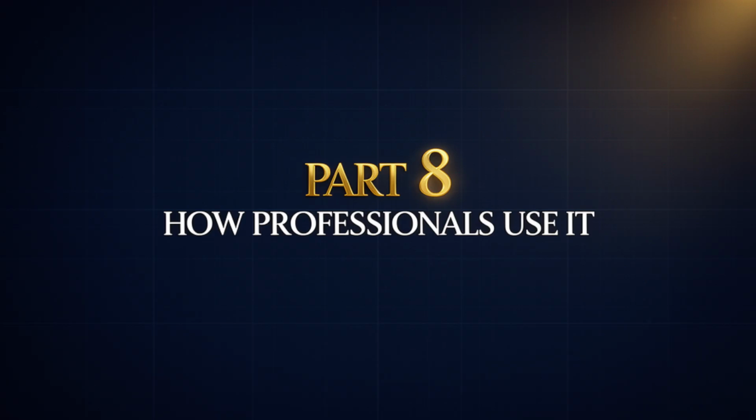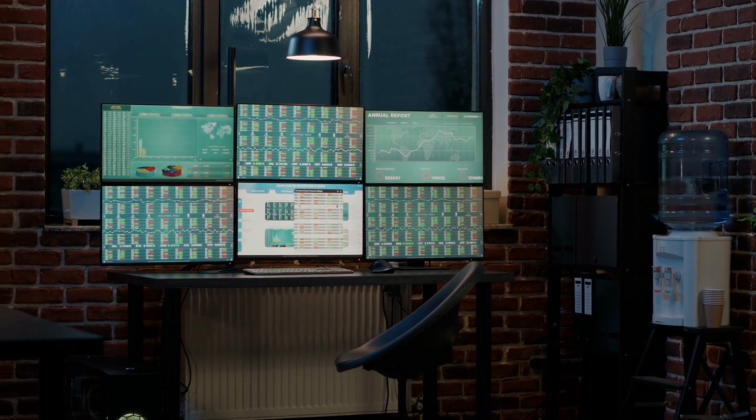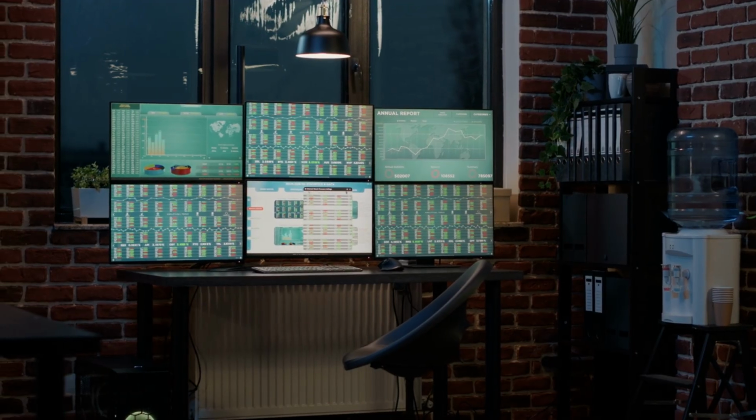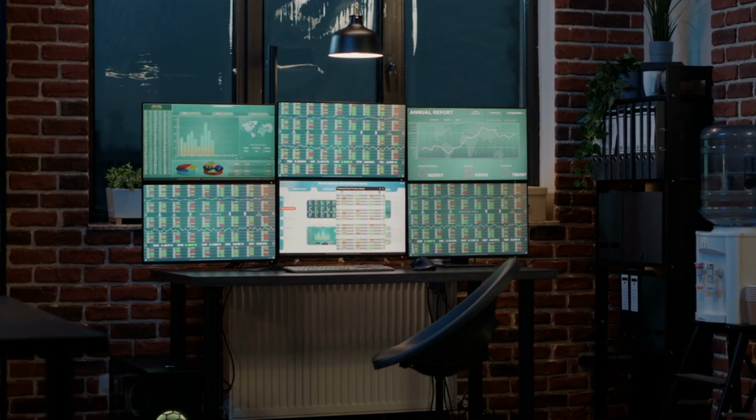Part 8. How professionals actually use MACD. Master traders rarely ask what MACD is saying. Instead, they look at what the overall market structure is telling them first. Context is king. They combine MACD with higher time frame analysis, volume profiles, and candlestick patterns. This is how they build a high-probability trade setup, stacking the evidence like building a skyscraper.